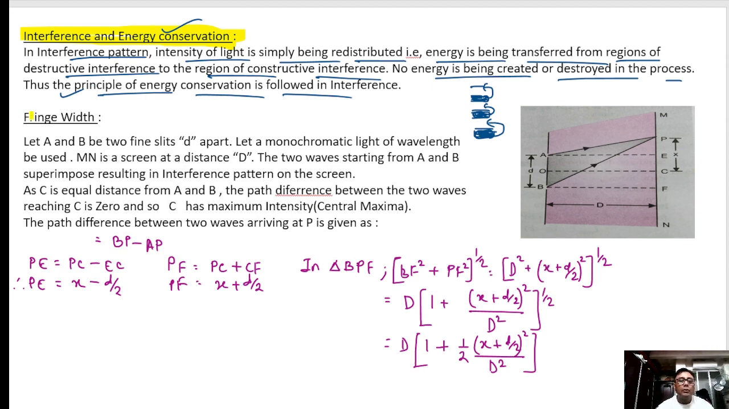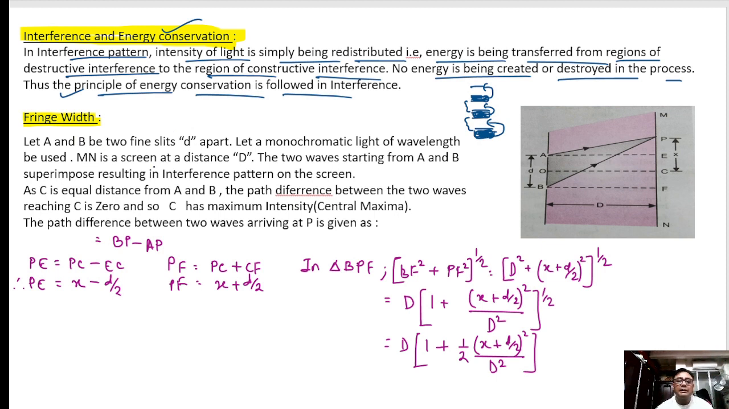Next, what will be the fringe width of the interference pattern? Fringe width, that means this width, this width, this width. What is the fringe width?